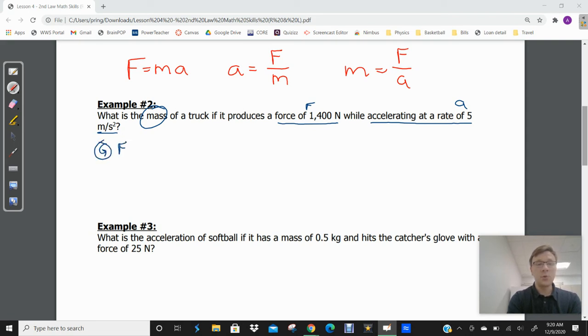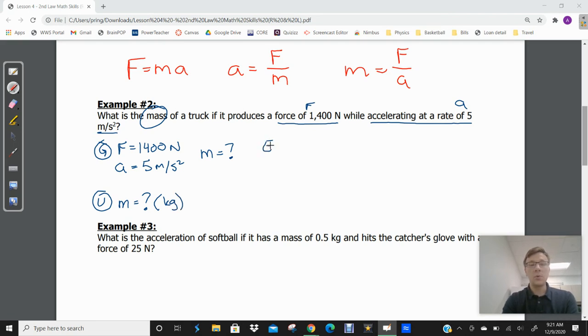We were given a force of 1,400 newtons. We were given an acceleration of 5 meters per second squared, and then we know that we are solving for the mass. We're going to go ahead and write that out again, that our unknown is the mass and that the units for mass are kilograms. Now we will pick an equation, and it's all the same equation, but picking the correct version of it.